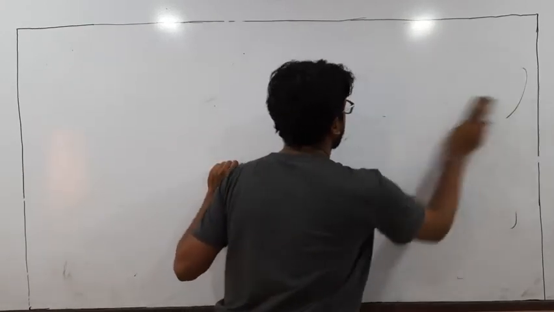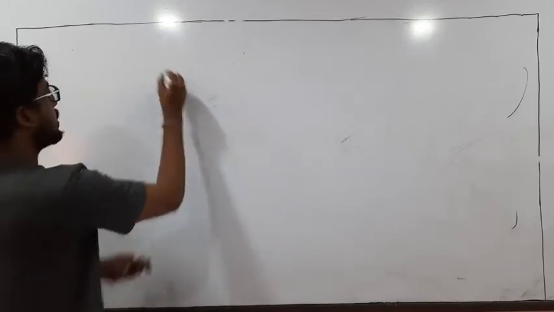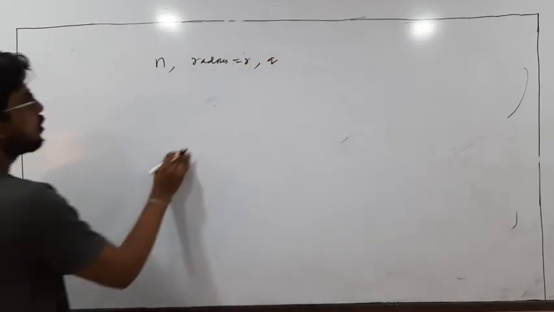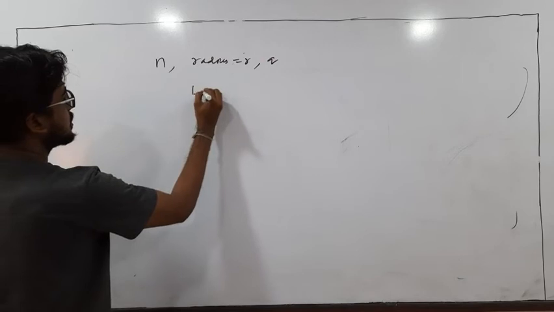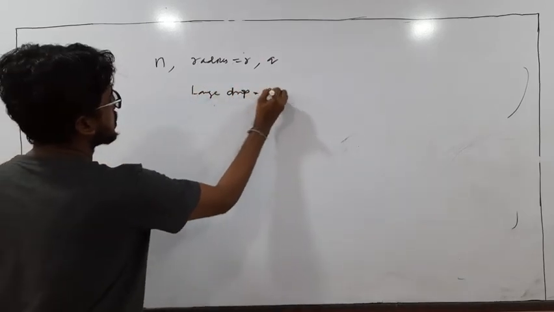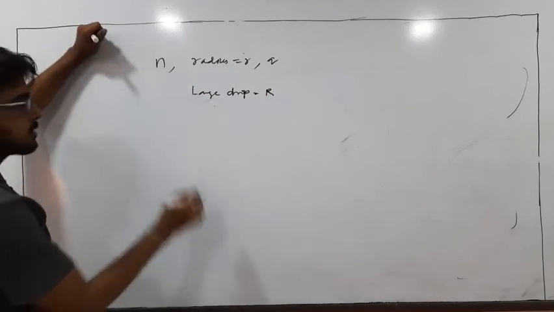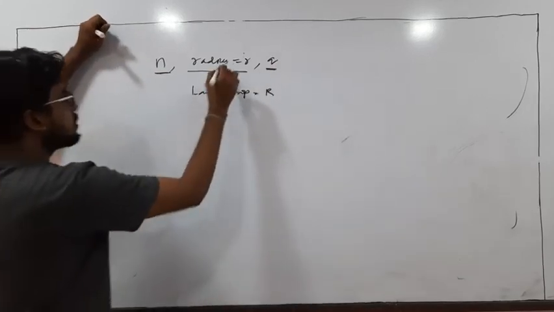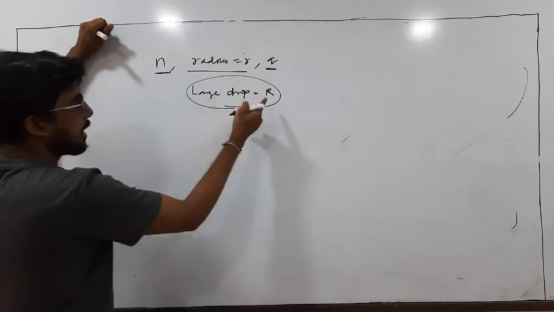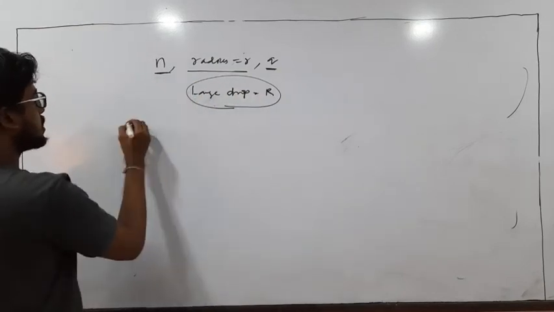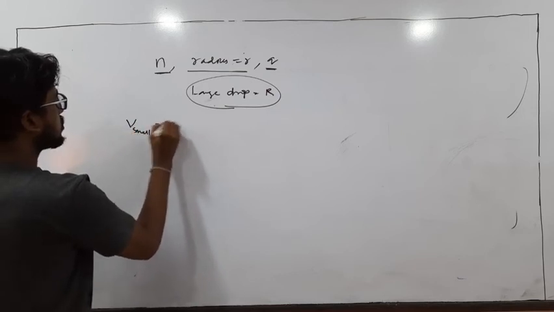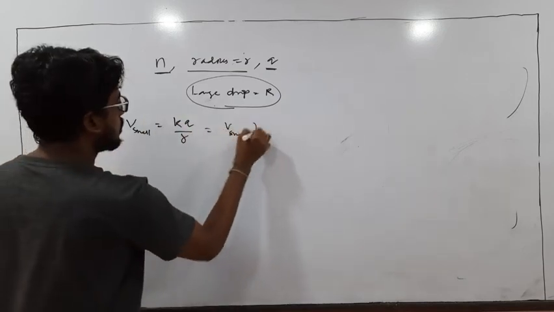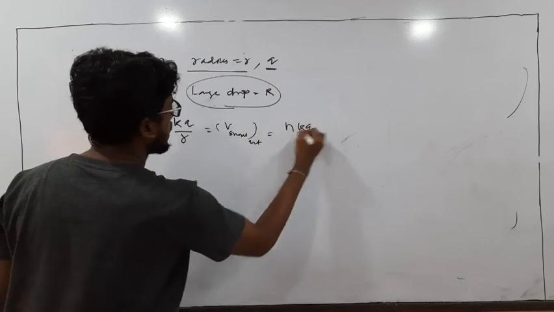So next there is an important question for which I will just tell you the concept: if there are n small drops of radius r having charge q which are combined to form a large drop of radius R, then what will be the potential of the large drop? As we know, for each small drop, the potential will be how much? K q by r. As there are n drops, the net potential for the small drops will be how much? N K q by r.